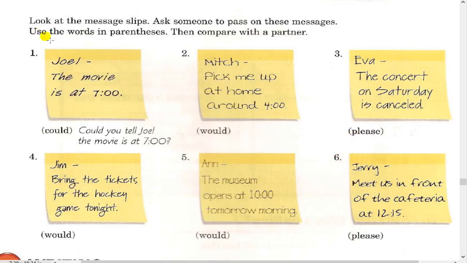One. Joel, the movie is at 7 o'clock. Could you tell Joel the movie is at 7 o'clock? Now, one minute, try to answer, and then I'm going to correct the messages for you.